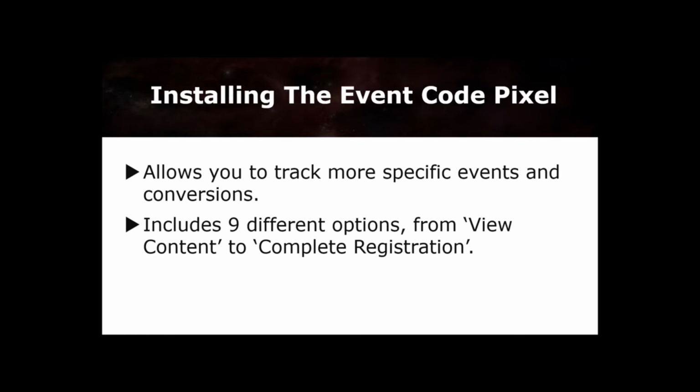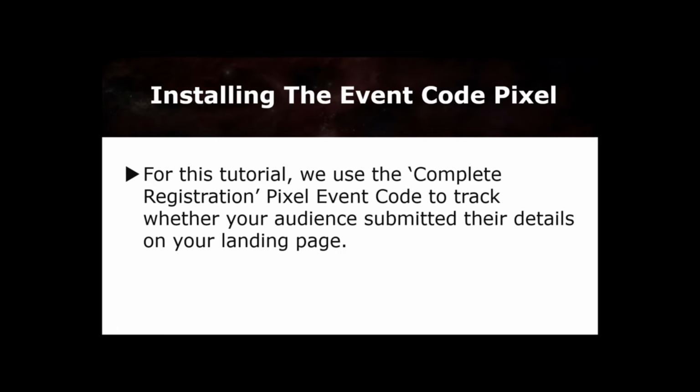The next step is to install your second pixel, which is the Facebook Pixel Event Code. The event code allows you to track more specific events and conversions, with 9 different options from view content to complete registration. For this tutorial, we'll be focusing on tracking whether your audience submitted their details on your landing page, where we will utilize the complete registration pixel event code.